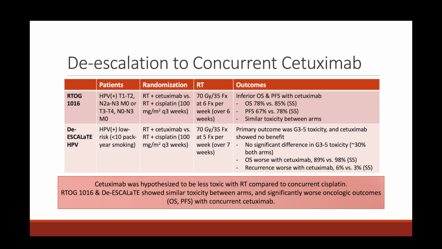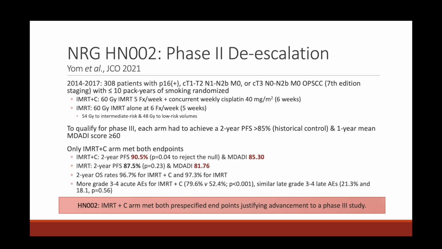So both of these trials, RTOG 1016 and de-escalate, were negative. Not only did they show very similar toxicity between arms, getting rid of this idea that cetuximab is somehow less toxic, they actually showed worse oncologic outcomes, including overall survival and progression-free survival, with concurrent cetuximab. So therefore, we do prefer cisplatin whenever possible, and cetuximab is really reserved as an option for patients that would not be candidates for cisplatin. So we can't de-escalate the systemic therapy.